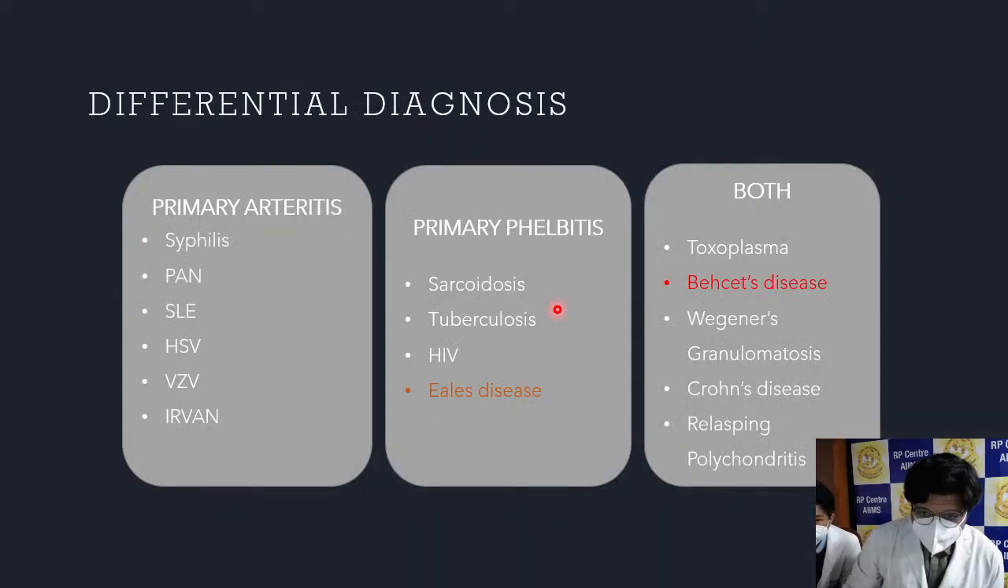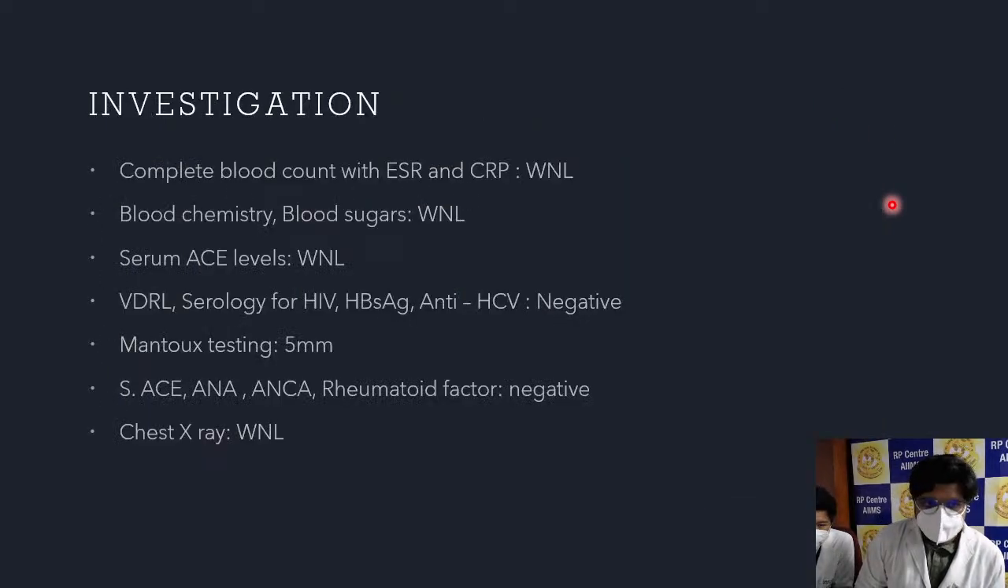So basically, based on the history and examination, we can make a provisional diagnosis of retinal vasculitis, among which we have a differential diagnosis based on the involvement. Could be a primary arteritis, could be a primary phlebitis, or both. Out of these, we suspected it could be either Eales or Behcet's disease. We got an array of investigations done, most of which were within normal limits.